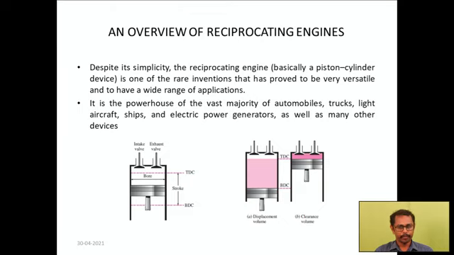The stroke volume is the volume occupied between top dead center and bottom dead center. And clearance volume is the minimum volume in the combustion chamber when the piston reaches the top dead center. These are all some specifications of the engine, the piston cylinder arrangement.